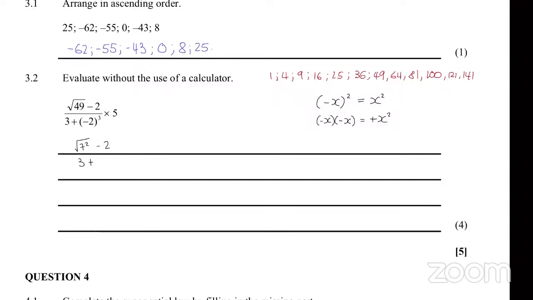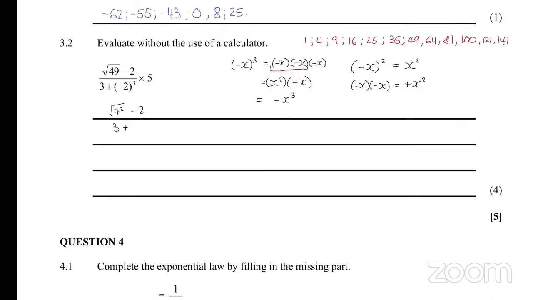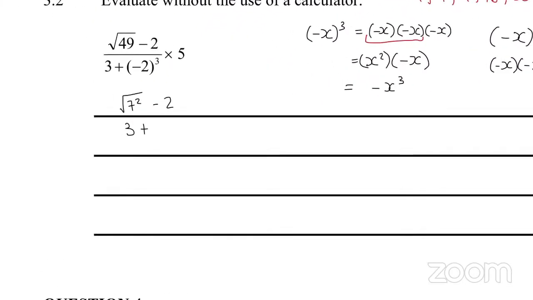you're not always going to get a positive, sorry. Actually, when you cube a negative, you're always going to get a negative. Why? Because negative x in brackets cubed is equal to negative x times negative x times negative x. If we do the first two, negative x times negative x gives us positive x squared, times another negative x, which gives us negative x cubed. So just keep that in mind. If we cube a negative, we can expect a negative. So negative 2 cubed is going to be negative 8.